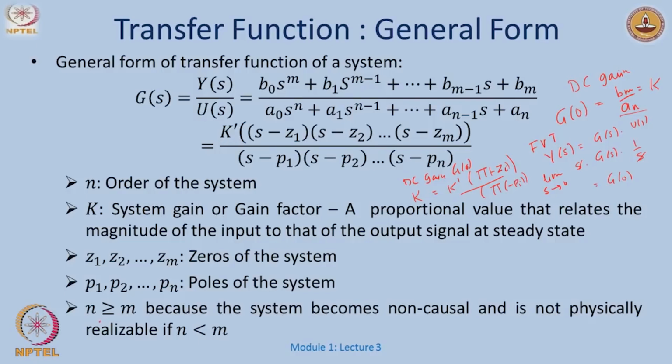So, one important thing to remember here is that the number of poles is always greater than or equal to the number of zeros, because if the system has more zeros, the system actually becomes non-causal. For example, if I have a system (s squared plus 1) over (s plus 1), this is a non-causal system, and this is also not physically realizable by any known components.